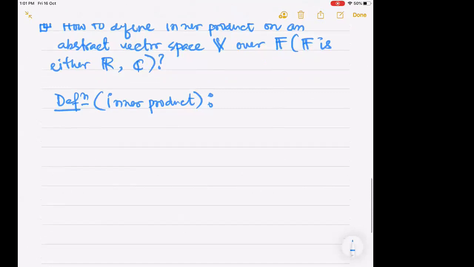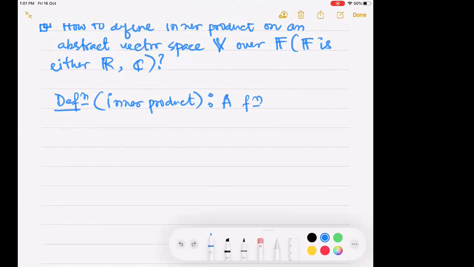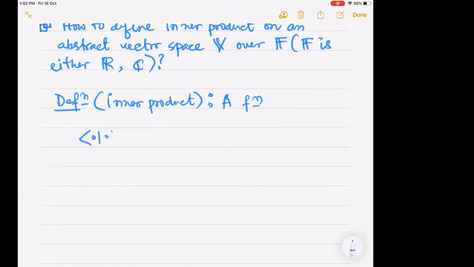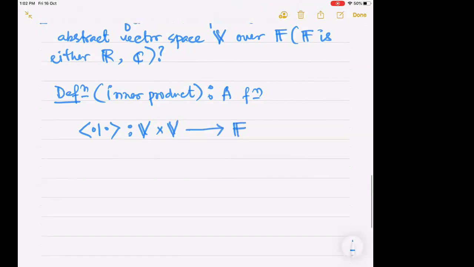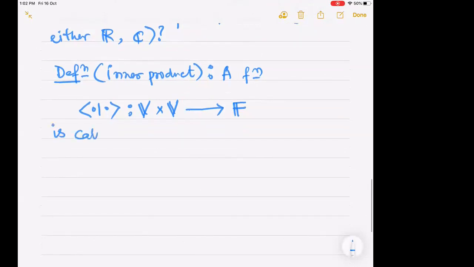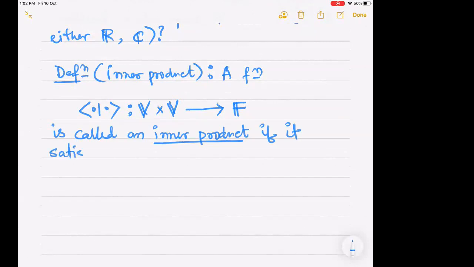Okay. So a function, let me write it in the new line. It will look better. A function which takes pairs of vectors from the vector space V and maps it to the field F, which is either R or C, is called an inner product if it satisfies the following.